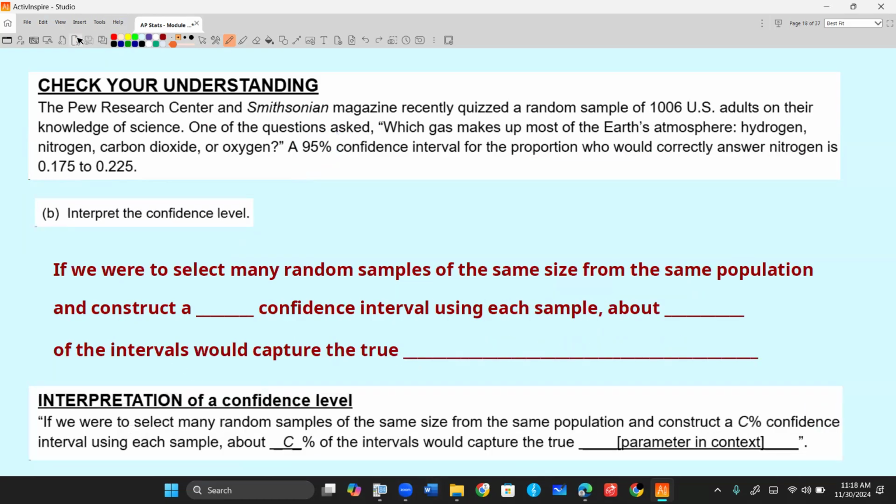What about the next part? Interpret the confidence level. Well, here's our blank interpretation statement. If we were to select many, many random samples of the same size from the same population and construct a blank percent confidence interval using each sample, about blank percent of the intervals would capture the true parameter in context. The parameter is going to be the same. The thing about this one is there's less variation in how you write it, so there's really less new things you put in it. Notice that I repeated the confidence level, 95%, 95%, and I put my context, proportion to answer nitrogen. I didn't put the full context again because I didn't feel it was necessary, but that's how you would do that problem.